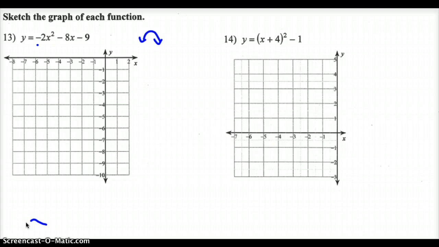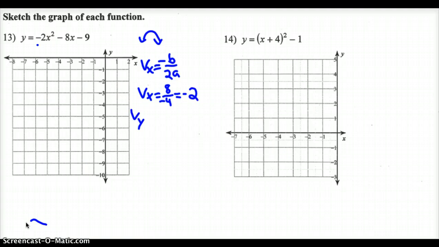Since it's in standard form, to find the vertex x, we take negative b coefficient over 2a. So that's going to come out to be: the negative of negative 8 is positive 8, 2 times negative 2 is negative 4. So my vertex x coordinate is negative 2.